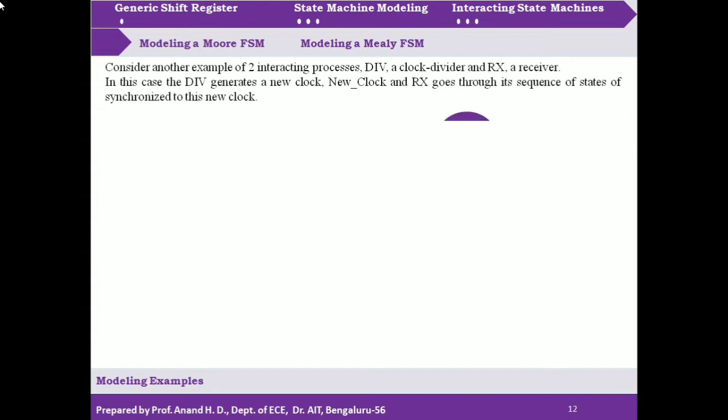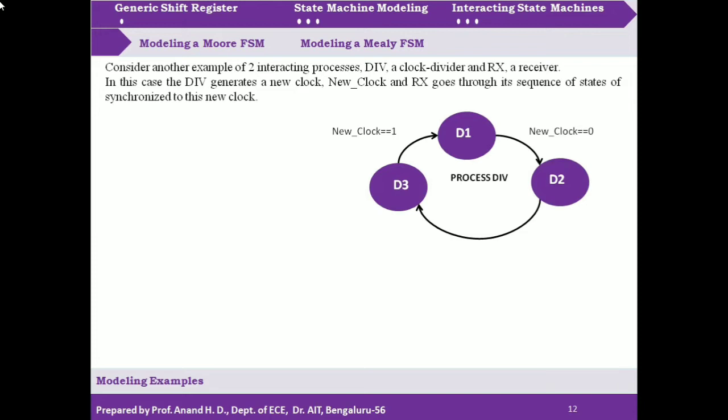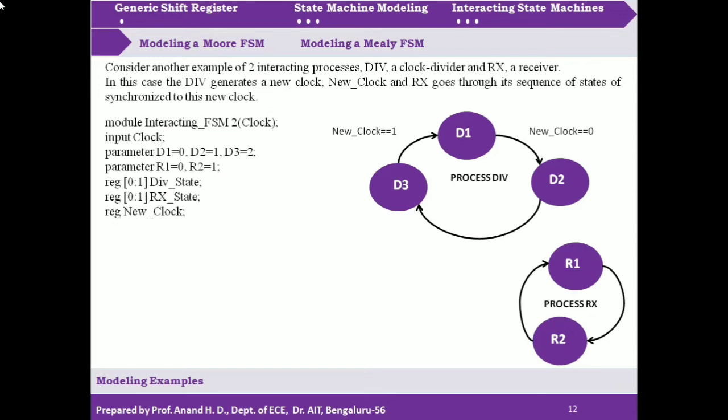These are the states for the divider, that is process DIV, which has three states D1, D2 and D3, and the control signal is new_clock. And we have one more process RX with two states R1 and R2. So let us model it using Verilog. We have module interacting_FSM2. Module is the keyword and interacting_FSM2 is the module name. For IO we have only one, that is clock, which is an input, and then we have parameters D1, D2, D3, which represent the states of process DIV, and parameters R1, R2, which represent the two states of process RX.